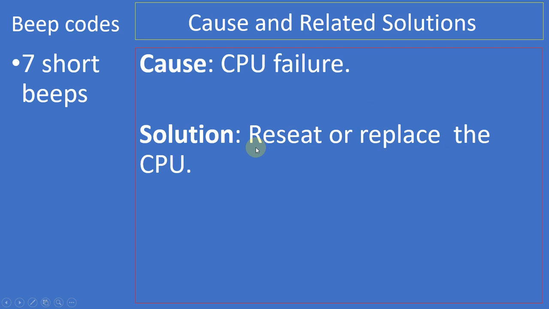So if you have a laptop with a CPU socket or a desktop with a CPU socket, you can take out the CPU and reset it, or insert it properly again, or replace the CPU, or you can test by replacing the CPU to check if the problem continues. It means that there is a signal under the CPU that is missing, and so on.